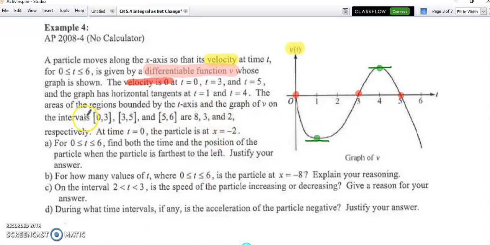They also give us the area of the regions, and they're giving these as positive values. The area of this region is 8. The area of this region is 3. And then if we drop down here, the area of this region is going to be 2. And now another important fact, there are a lot of things in this problem that you have to be paying attention to, which is that they're giving you that at time 0, the particle is at x equal to -2. So they're giving me information about where I started from.